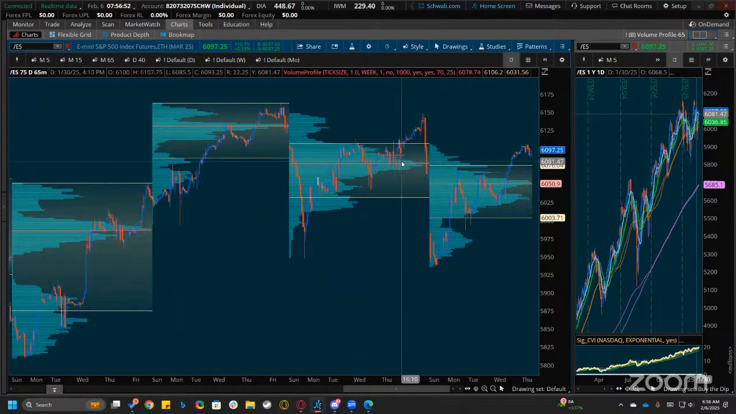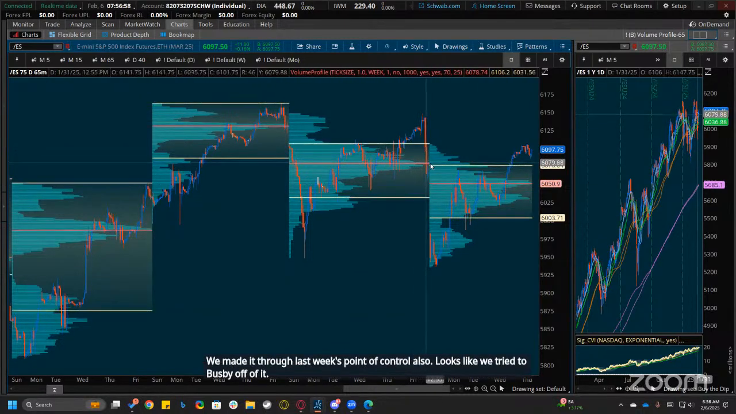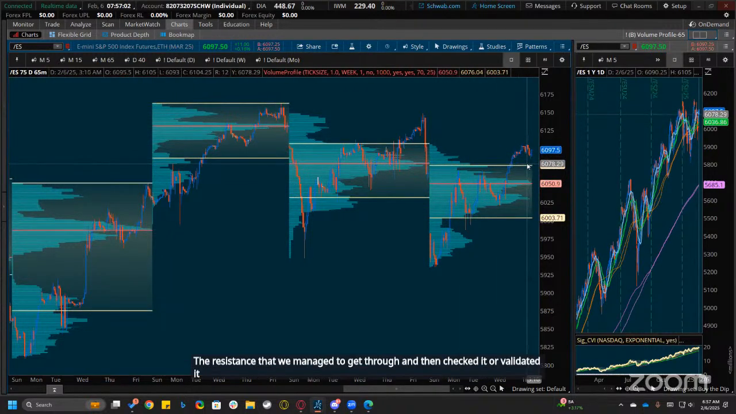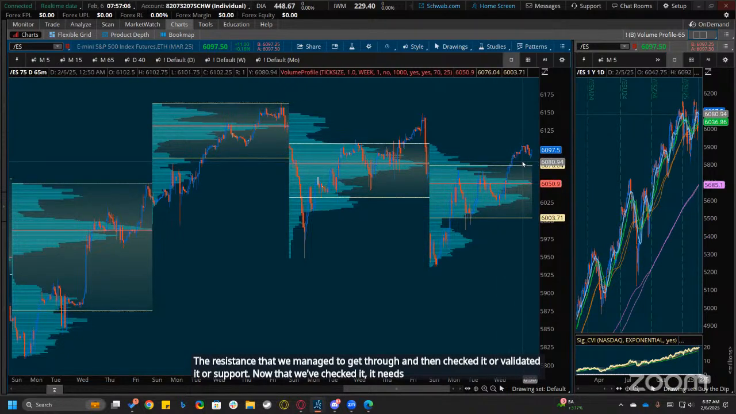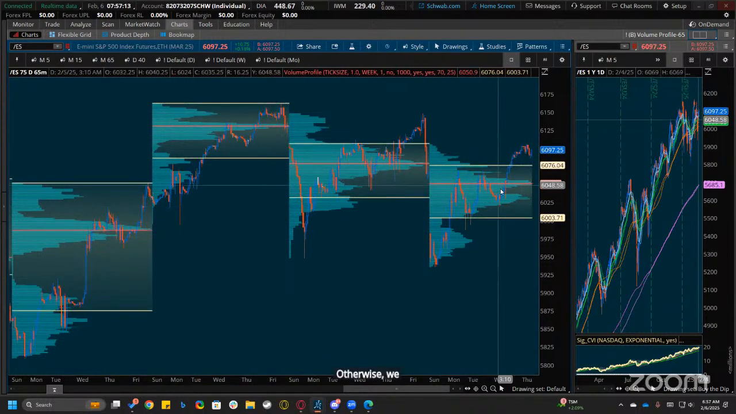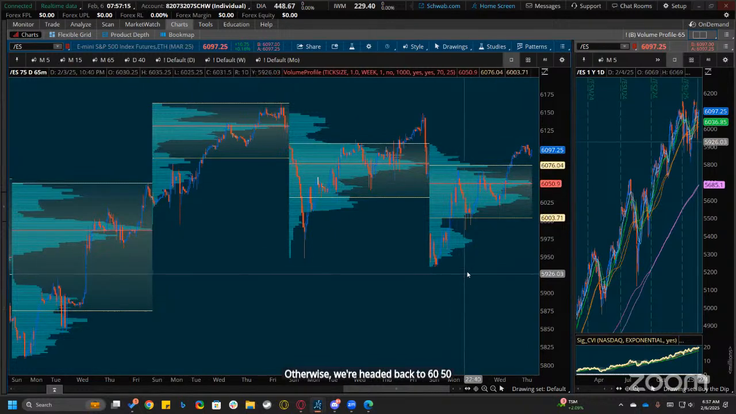We made it through last week's point of control also. Looks like we tried to bounce off of it. It's a resistance that we managed to get through and then checked it, or validated it, for support. Now that we've checked it, it needs to hold. We don't want to come down and try it again and have it break on us. Otherwise, we're headed back to 60.50, which is this week's point of control.